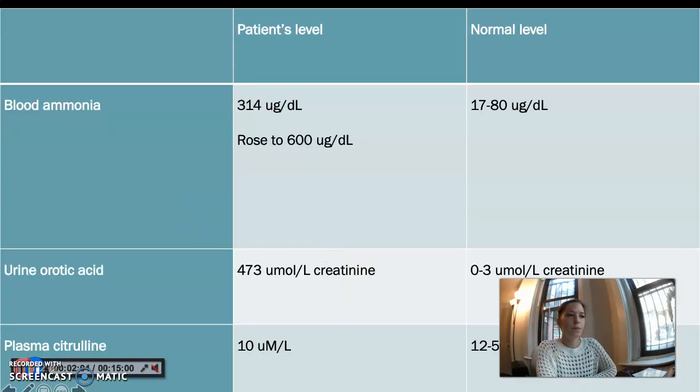So, after the full blood workup came back, the baby is seen to have elevated levels of ammonia, elevated levels of orotic acid, and normal levels of plasma citrulline.